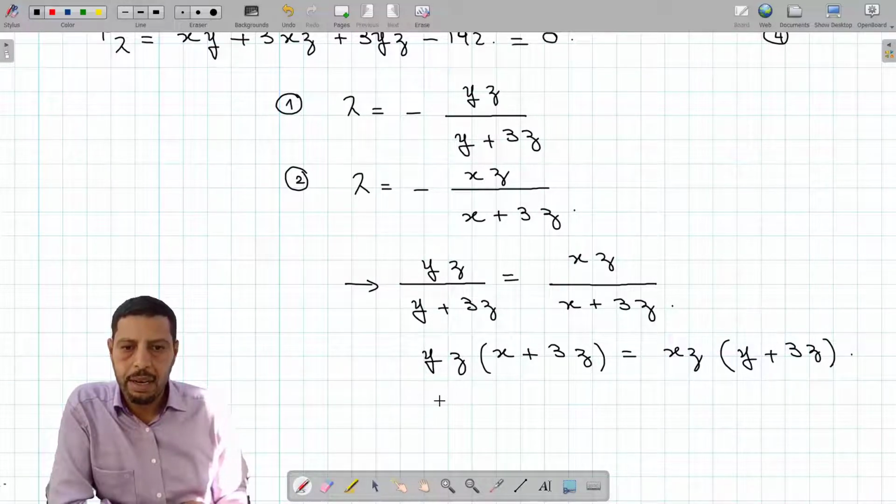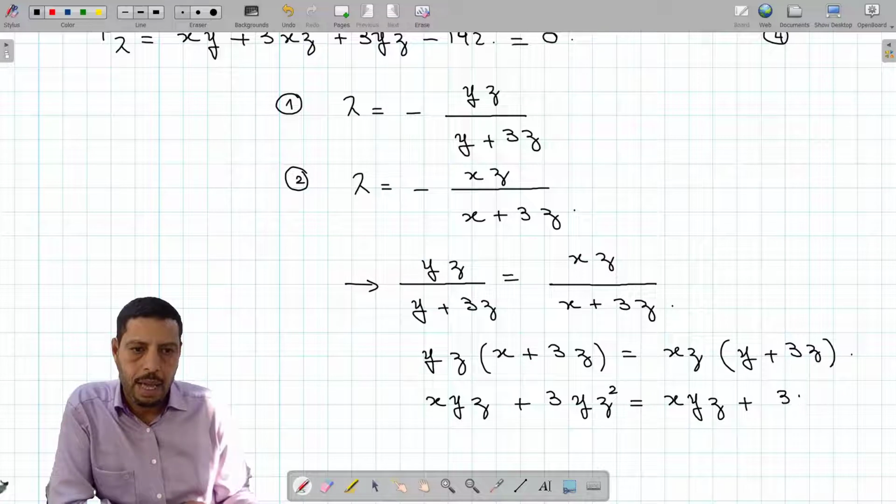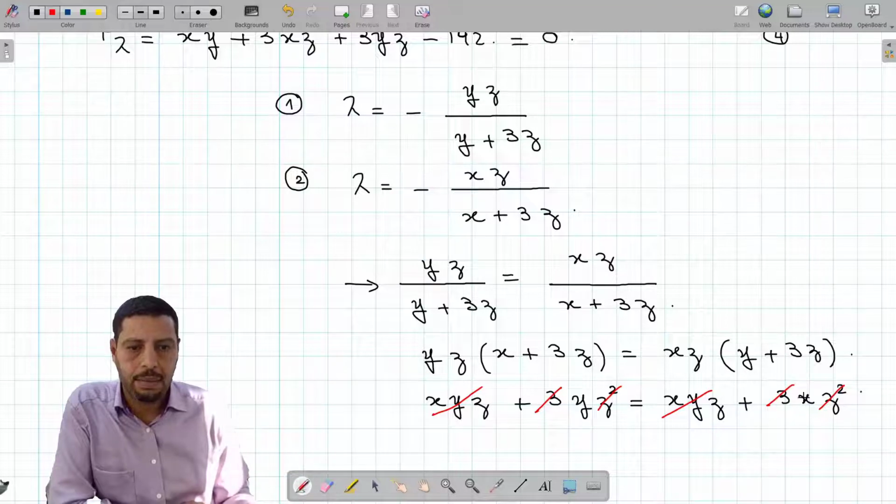Of course, we can expand again. We'll obtain xyz plus 3yz squared equals xyz plus 3xz squared. Here we can cancel the xyz from both sides. We can cancel the z squared because z is not equal to 0. The z represents the height, so it's different from 0, okay? And we can cancel the 3, and the conclusion is that y equals x, okay?